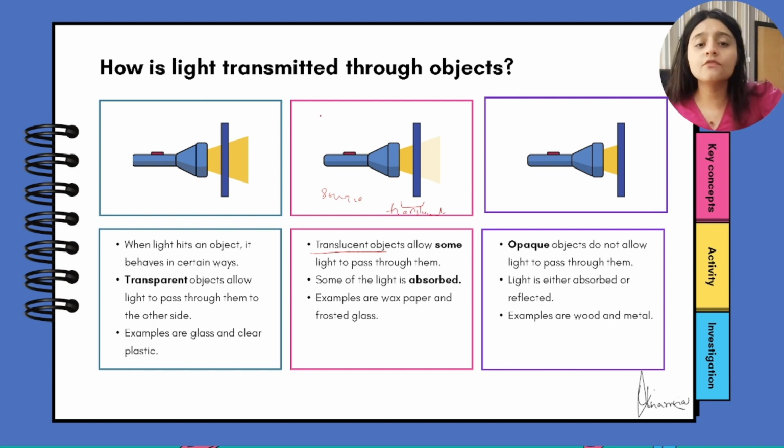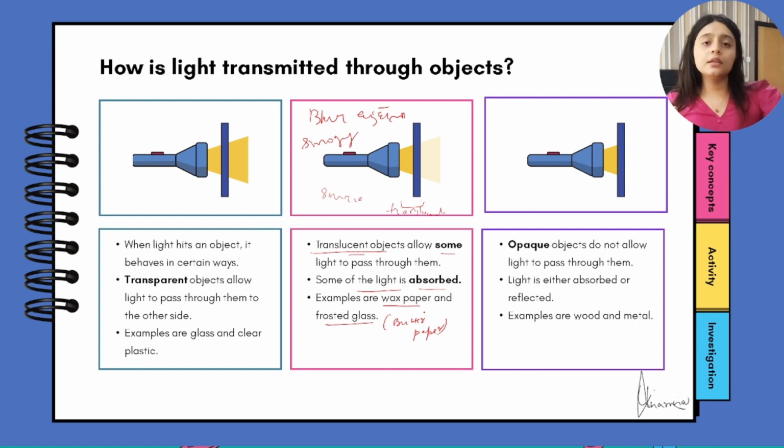Blur means कुछ vision जो है आपका वो थोड़ा धुंधला है, smoggy है, right? That kind of materials are known as translucent objects, which allow only some light to pass through them. Some of the light is absorbed. Examples are wax paper and frosted glass, which means the butter paper kind of. It is kind of in the middle, a type of material between glass and plastic, which gives out the blurry vision.